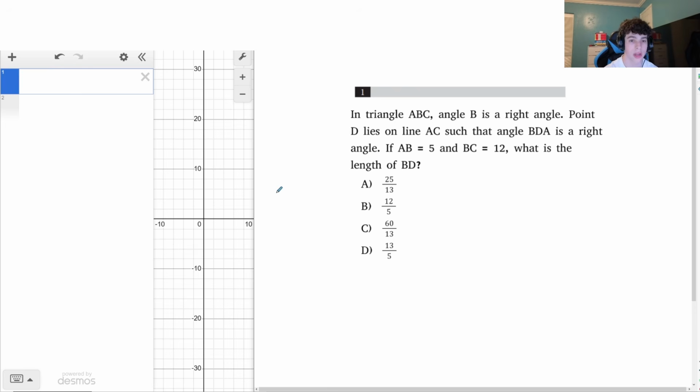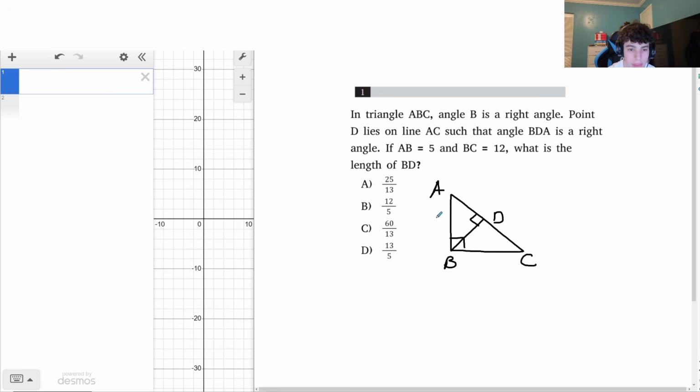So let's get started. The first question we have here is triangle ABC where angle B is a right angle. So if I'm going to draw this, I'll have that B is my right angle. Let's call this A, and then we could have that this is A, B, and C. Then we're given that point D lies on AC, such that angle BDA is a right angle. Now, if BDA is a right angle, that is going to mean that BD is an altitude. An altitude is going to make a right angle with the hypotenuse in a right triangle. So we have this information.